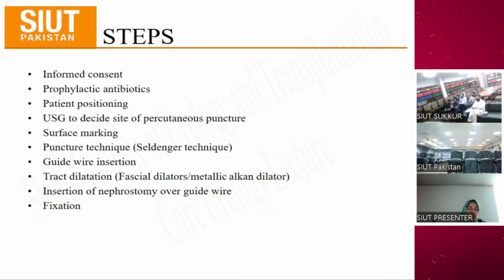And what are the surface markings? Where should the PCN be placed? What are the surface markings for PCN placement? The window should be above the inferior line.